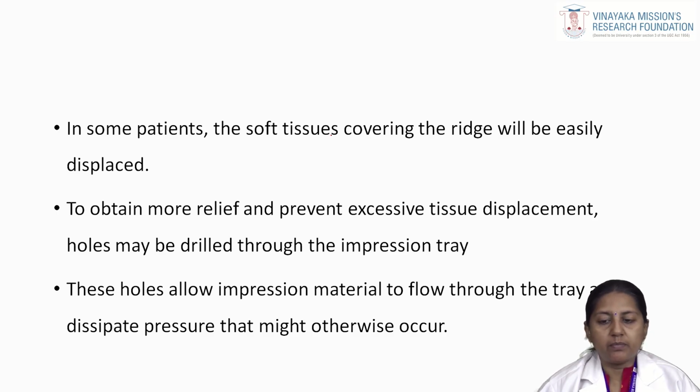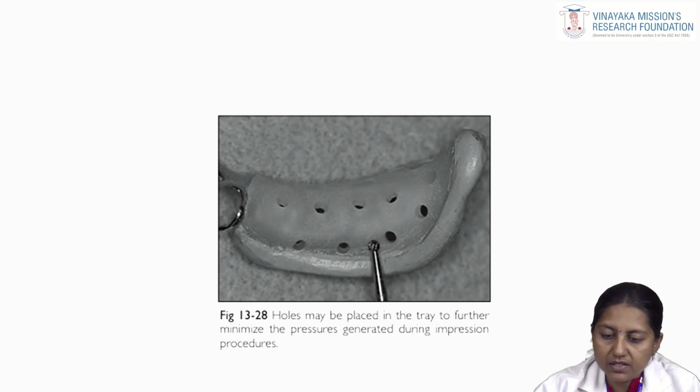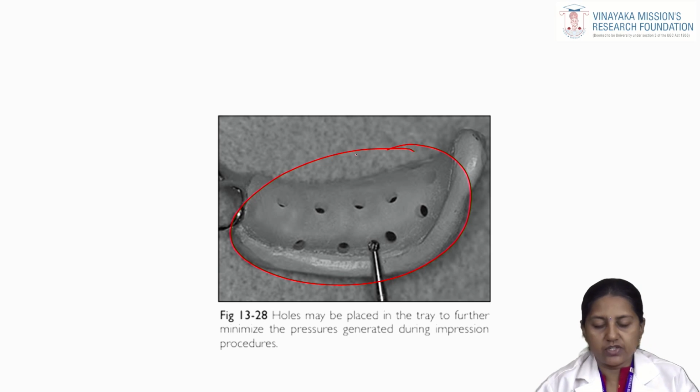To obtain more relief and prevent excessive tissue displacement, holes may be drilled in the impression tray. This will allow the impression material to flow through the tray and dissipate pressure that might otherwise occur. As you can see, to prevent excessive displacement, we are providing multiple relief holes on the impression tray.